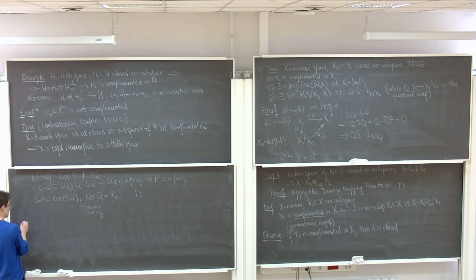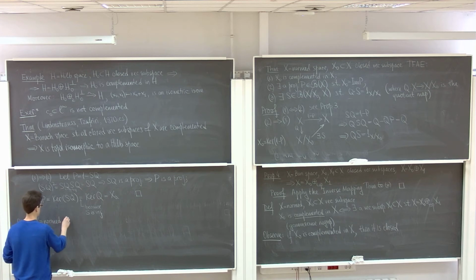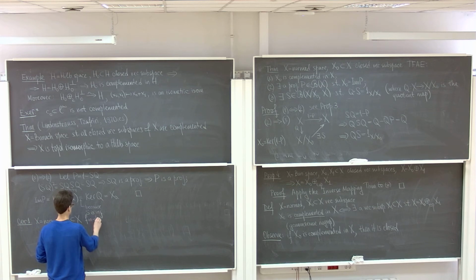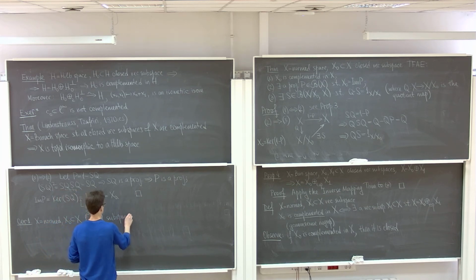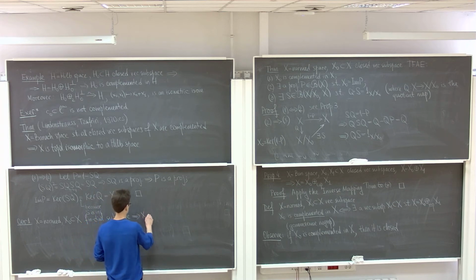Okay, now let's deduce a couple of useful corollaries of this result, which will be useful in our study of Fredholm operators. Corollary 1 states that all finite dimensional subspaces are complemented. Suppose that X is a normed space, and that X0 is a finite dimensional vector subspace. Then X0 is complemented.